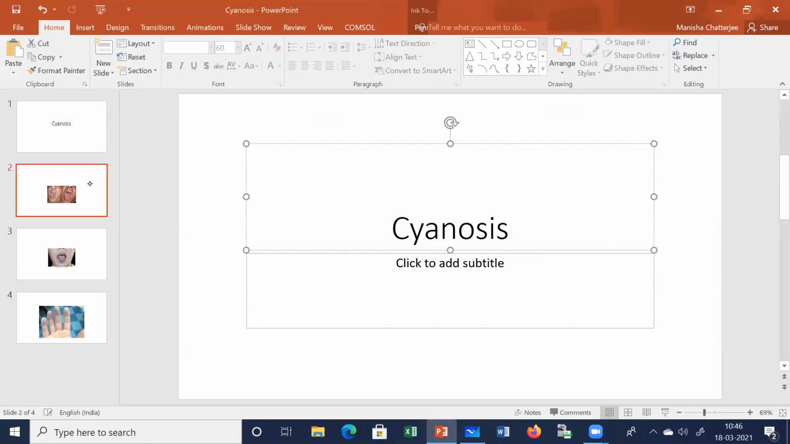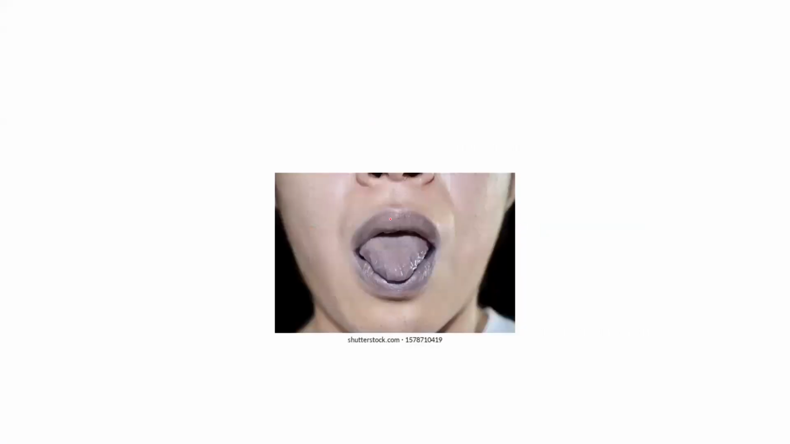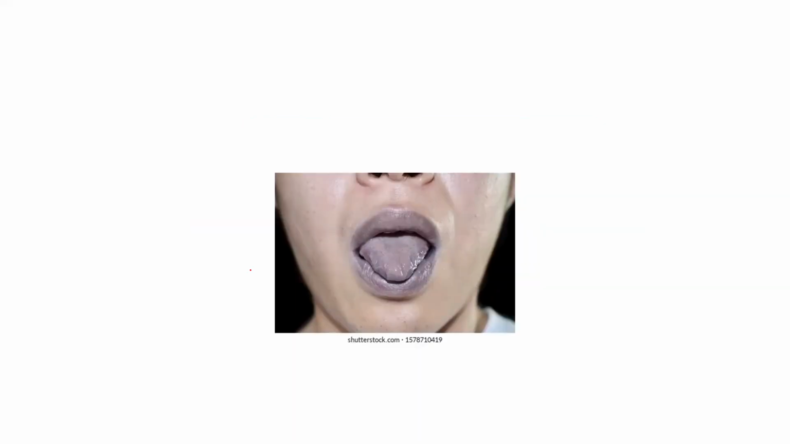I'll just show you. Look at these pictures. See here, it is the bluish discoloration. Can you see the bluish discoloration of the mucous membranes? And here this is the bluish discoloration of the skin. So this is what is called cyanosis: the bluish discoloration of the skin and of the mucous membranes.